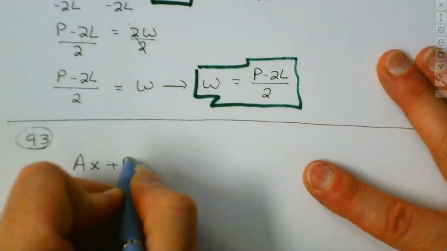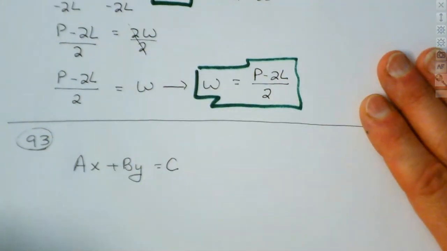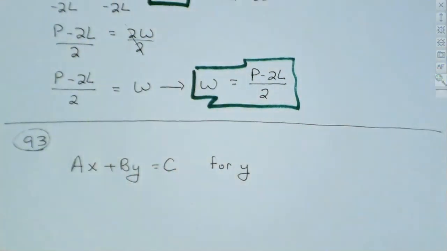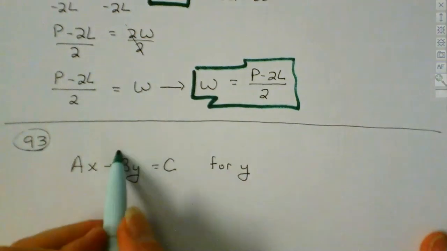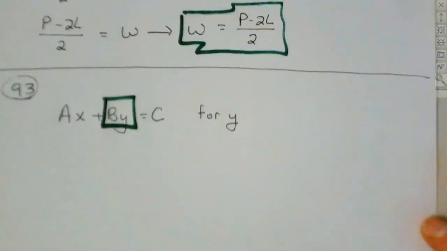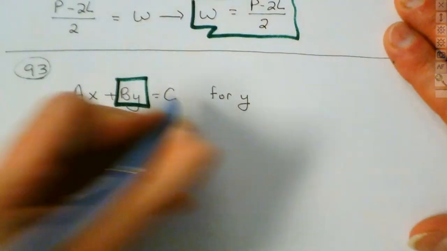AX plus BY equals C. And I'm going to solve now for the variable y. Now, what would I want to do? Find the y. So it's here. Okay, so here it is. I want that green box to be by itself. What needs to go to the other side? Okay, the AX, right? That needs to go. The whole thing can be moved over. So subtract off the AX.